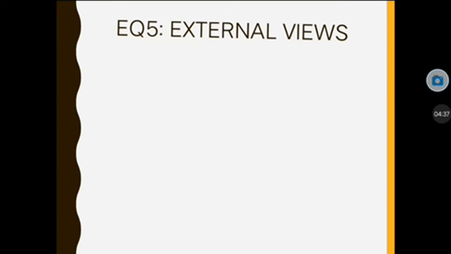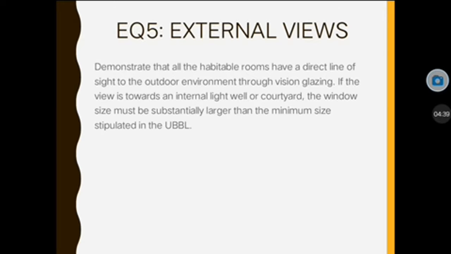For external views, demonstrate that all the habitable rooms have a direct line of sight to the outdoor environment through vision glazing, if the view is towards an internal light well or courtyard. The window size must be substantially larger than the minimum size stipulated in the UBBL.